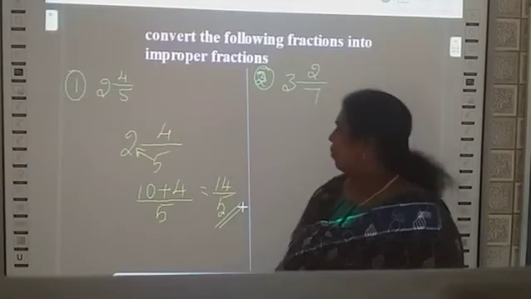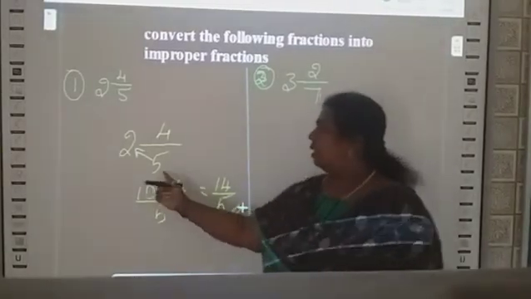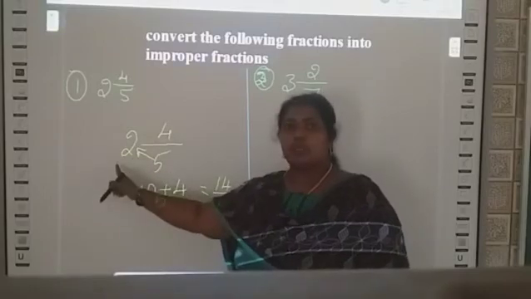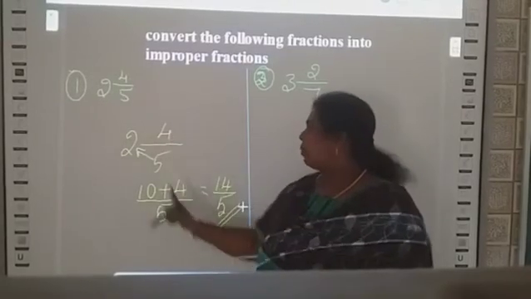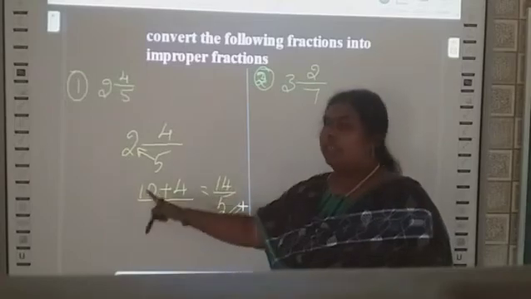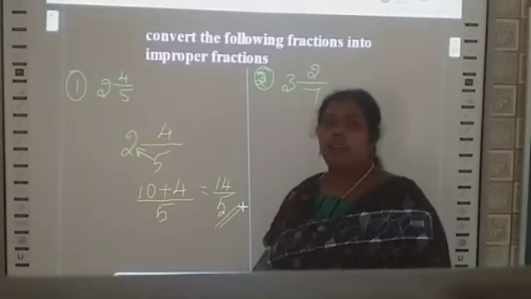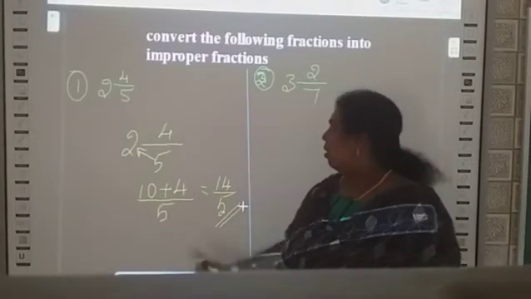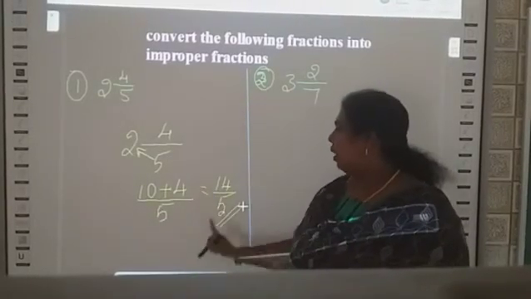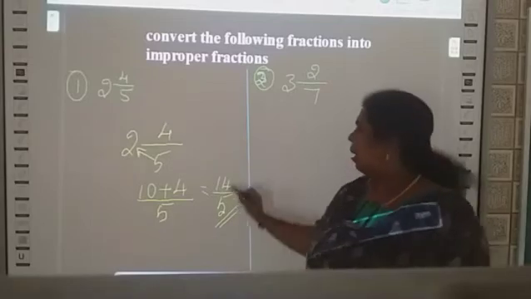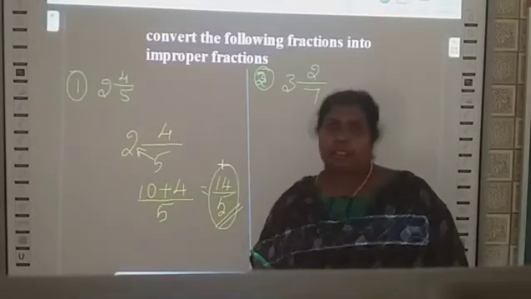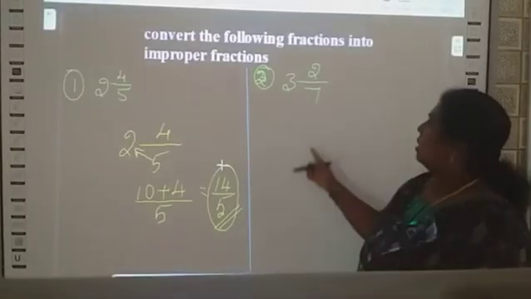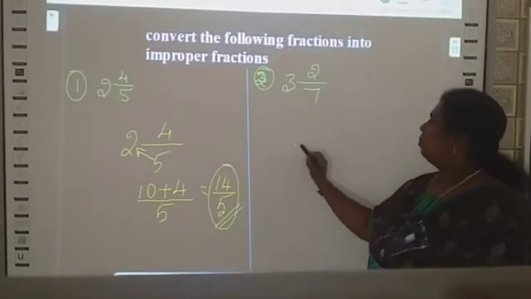Do you understand? So first you have to multiply the denominator and the whole number. 5 times 2 is 10. 10 plus this numerator value, that is 4, divided by the same denominator. Then 10 plus 4 is 14. 14 divided by 5. This is the improper fraction, right? Yes.